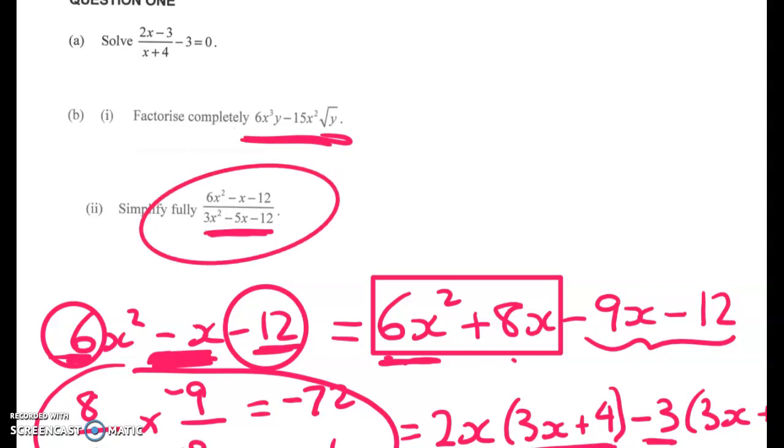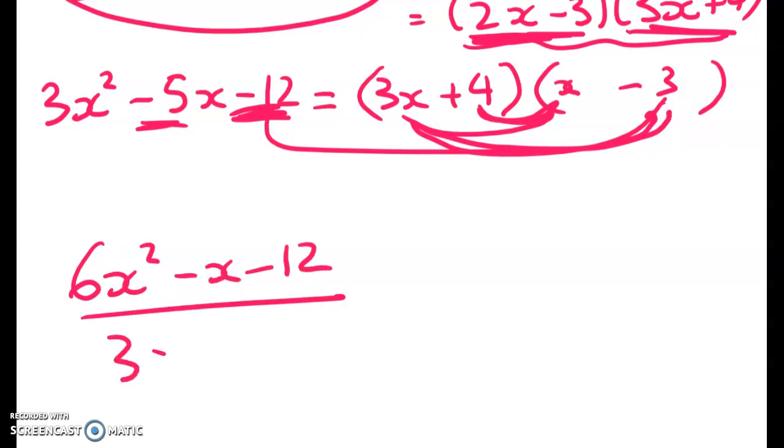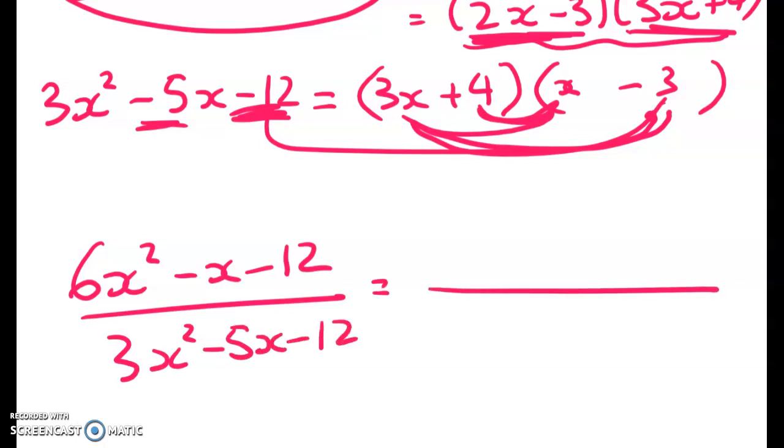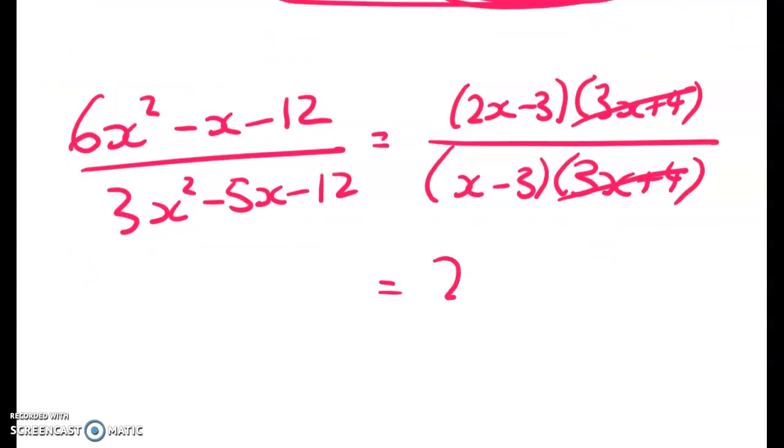Putting it all back together, what we had to do here was to simplify this expression. So that was my job. So let's get on with it. We've got 6x squared minus x minus 12 over 3x squared minus 5x minus 12. The numerator factorised to give me this, and the denominator factorised to give me this. So happily, we can simplify those factors, giving us a final answer of 2x minus 3 over x minus 3. And that's as far as we can go.